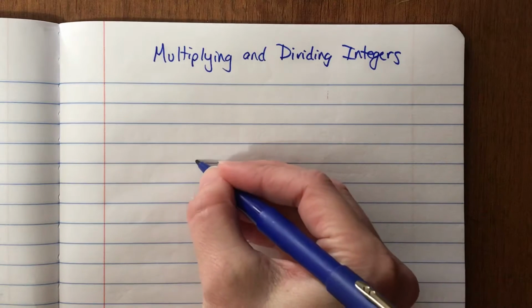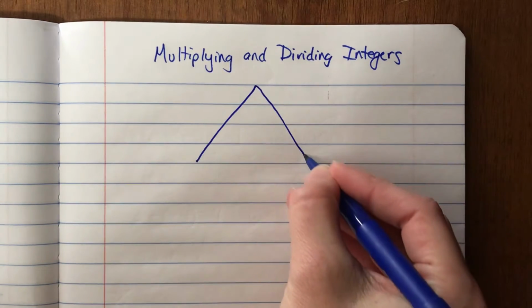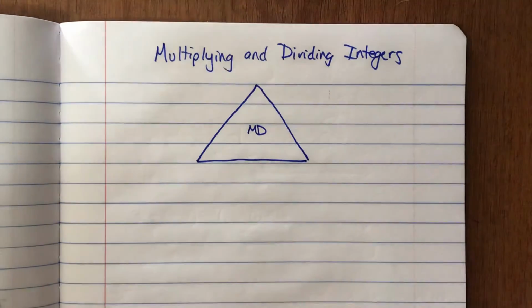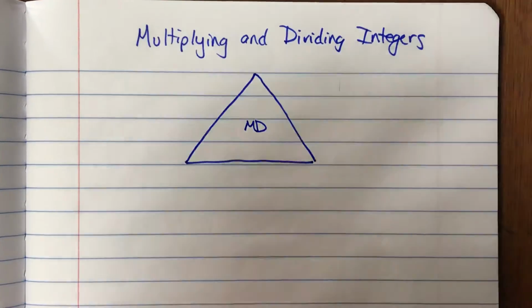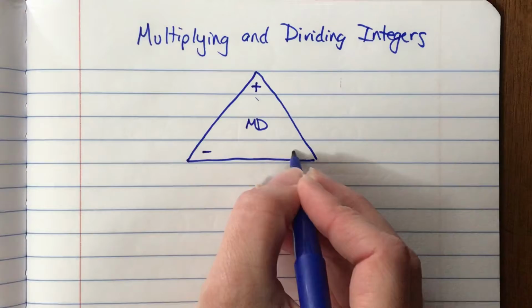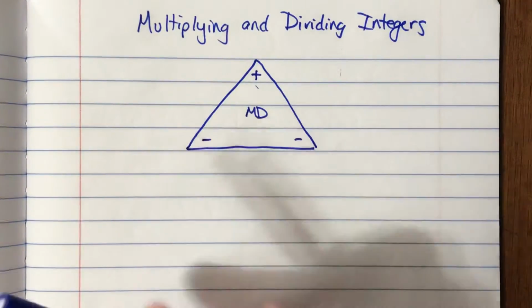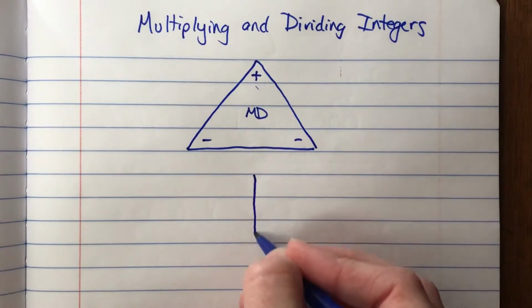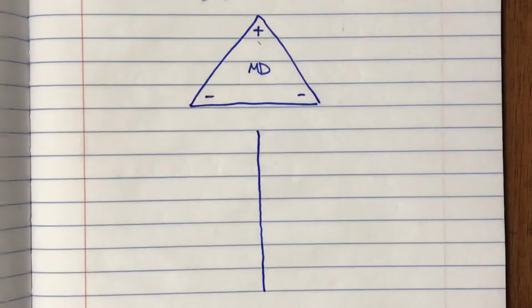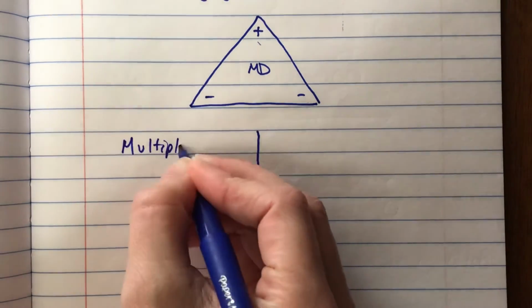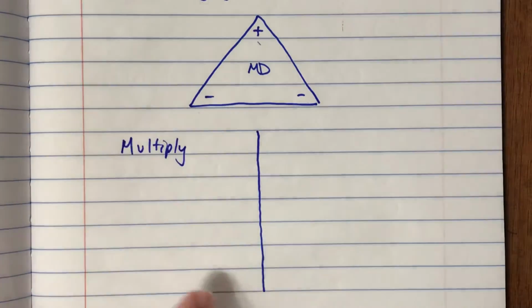And so if you will draw a triangle, this triangle only works for multiply and divide, so I like to put an M and a D in the middle of it. And if you think about a mountain, the top is going to be our positive, that's the peak, and then at the bottom we're going to put negatives because, well, the bottom is negative. And so I'm going to split my page down the middle here in order to show some examples on each side. So let's do multiplication first, and we'll talk about how this triangle helps us remember these rules.